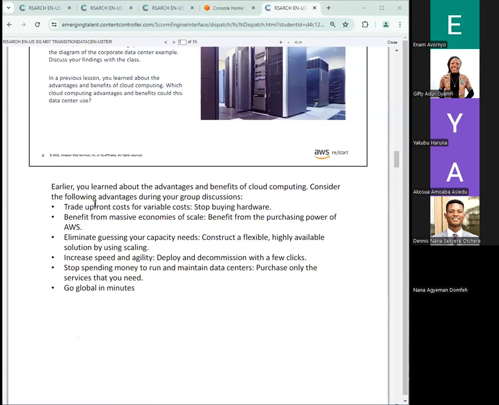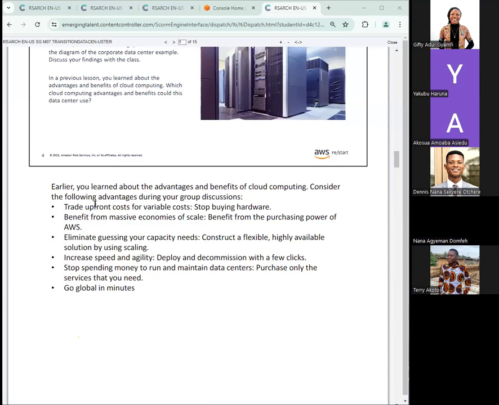Now, when you look at upfront cost, you've already given the money to the manufacturer, you've bought the servers. Right now you no longer have a peak period, or as Yakubu put it, it's no longer your season. What are you doing with those servers now? They have become redundant. So an advantage of the cloud is that you stop buying hardware. You'd be able to trade those upfront costs that you would pay traditionally for variable costs, where you just pay for what you use.